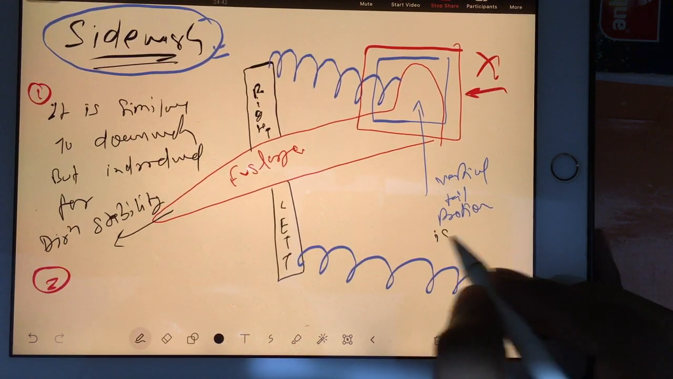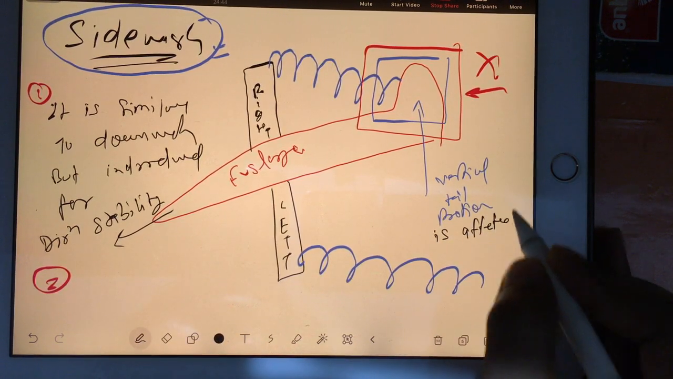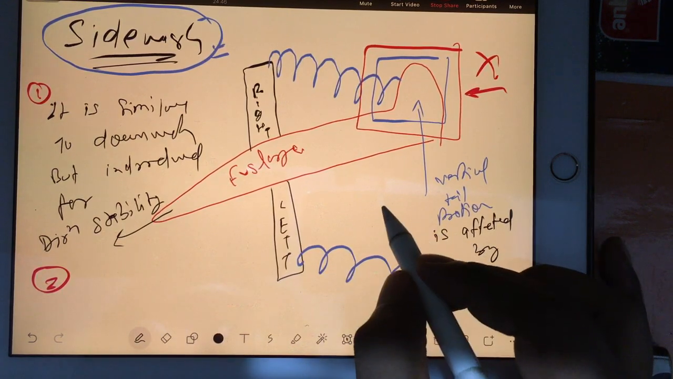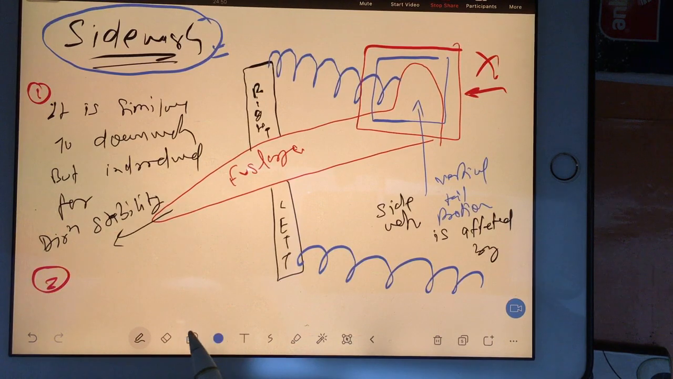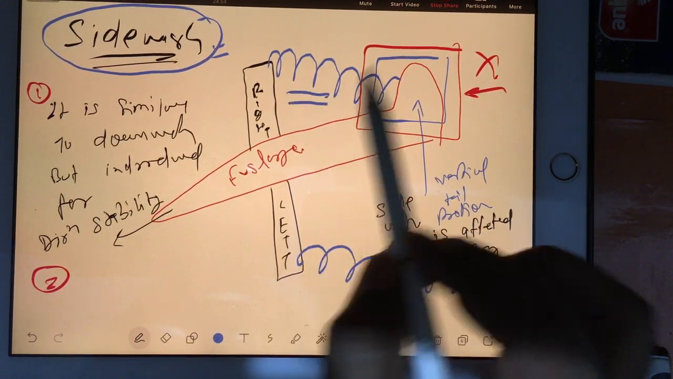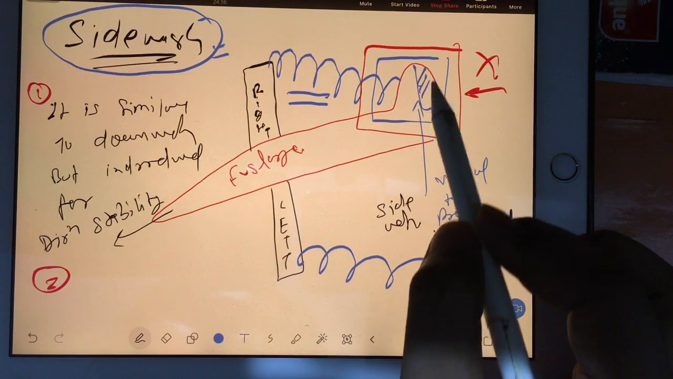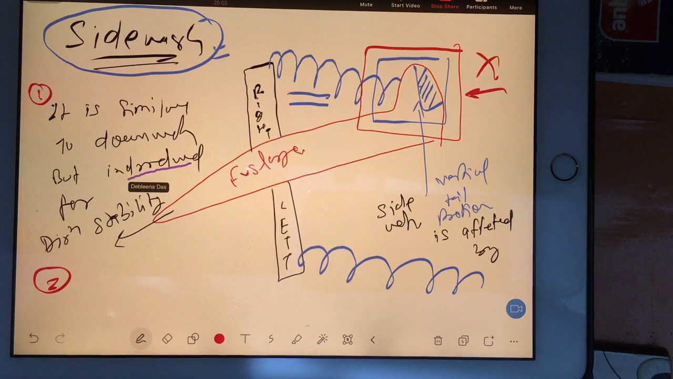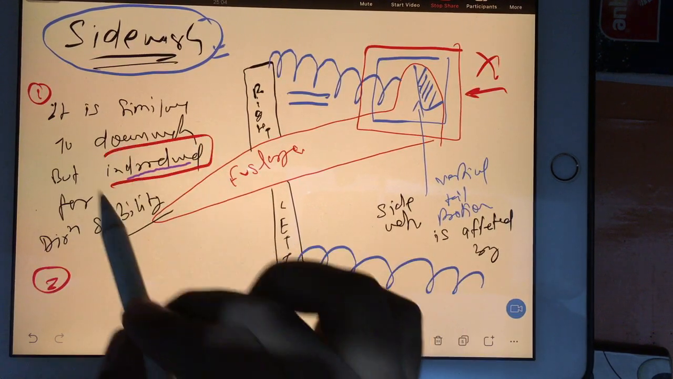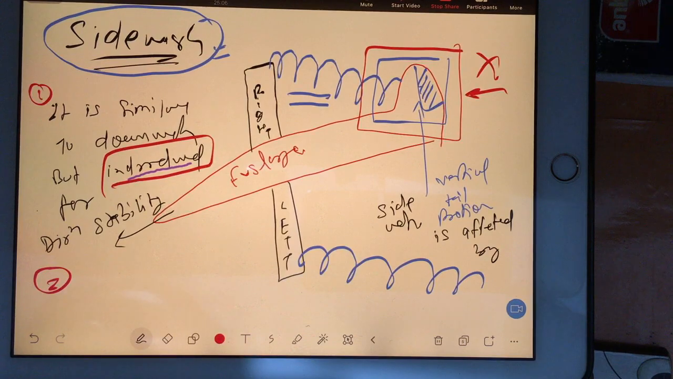The vertical tail portion is affected by side wash. Okay, copy down this. So when this side wash appears on the vertical tail, then because of that your C n beta will change. Your C n beta will change.